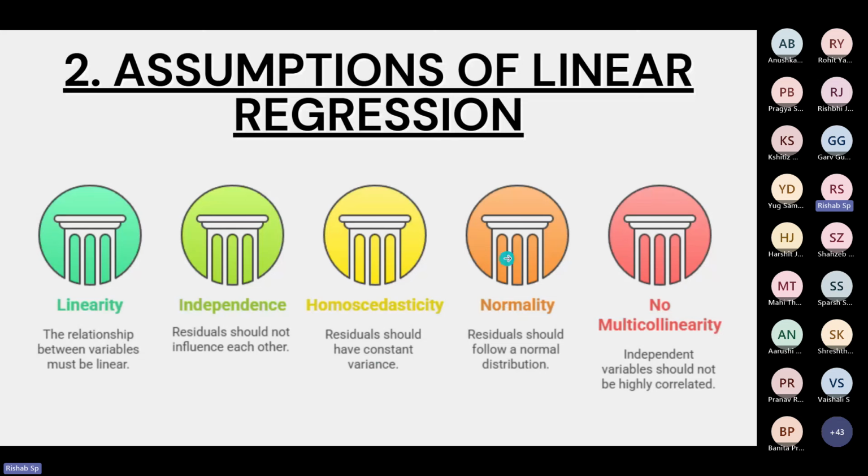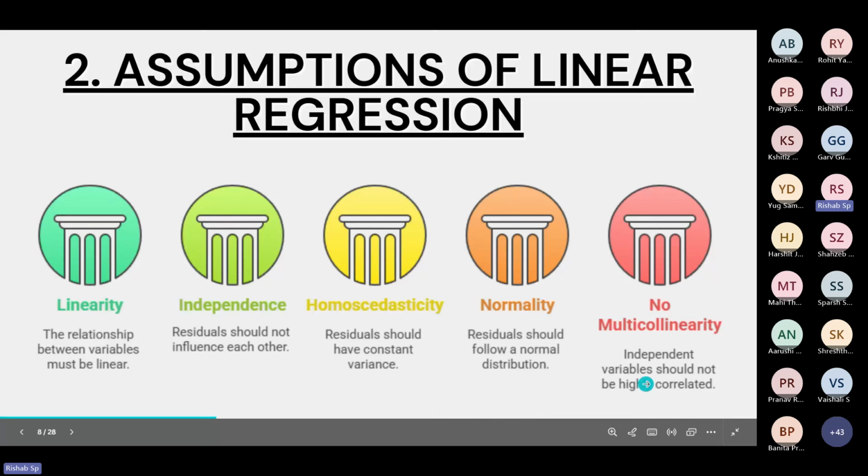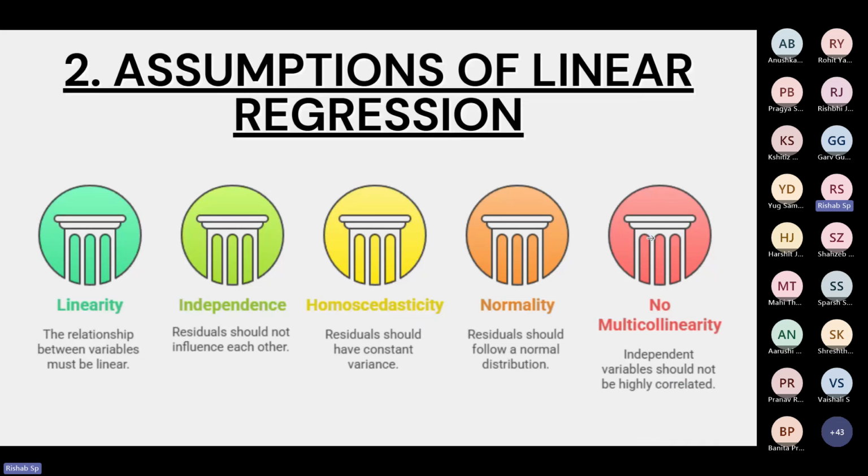So these 3 are major. The major factor is residuals. One, they should not influence each other. Two, they should have constant variance. Three, they should be normally distributed. The last one is about the variable itself: independent variables should not be highly correlated. So for the first and the last one, we are talking about the variable factor.